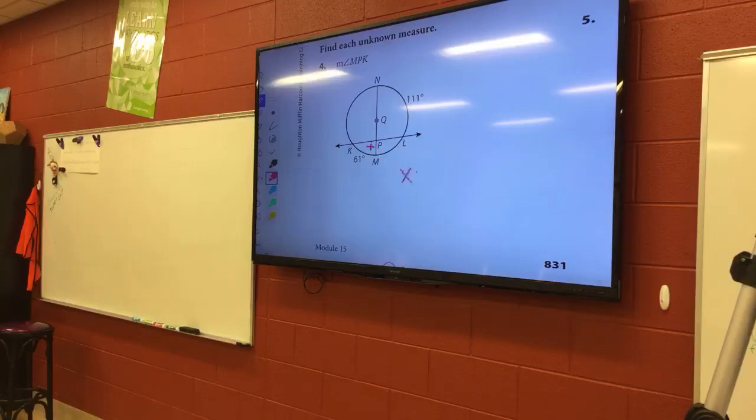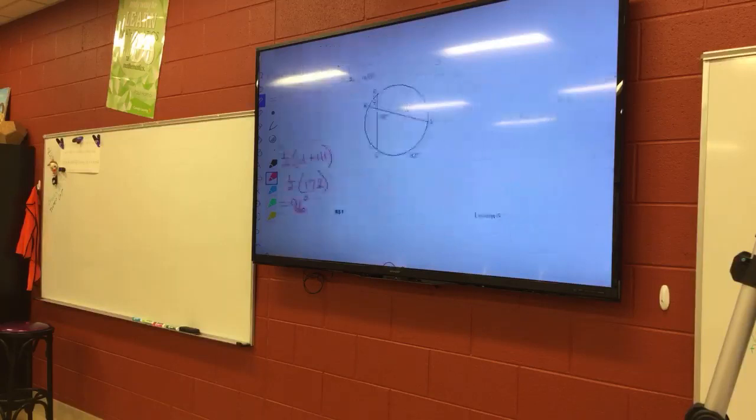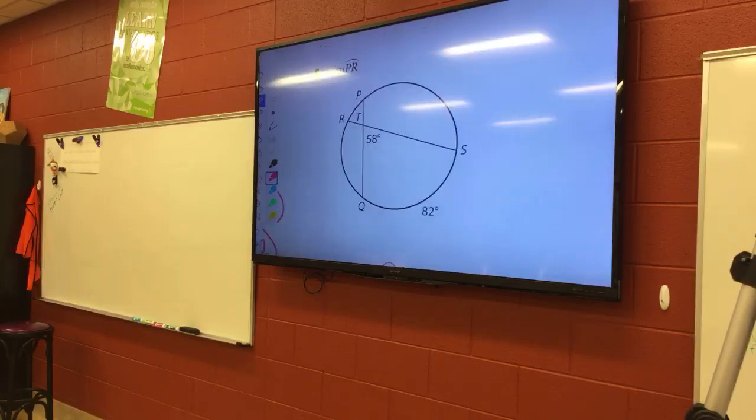Okay, so X is going to equal 1/2 of 61 plus 111. So 1/2 of 172. Make sure y'all are keeping track of my math. And then 86? Is that right? Yeah, that is very correct. Now, number 5 says find the measure of arc PR. So I'm going to put my X out here.